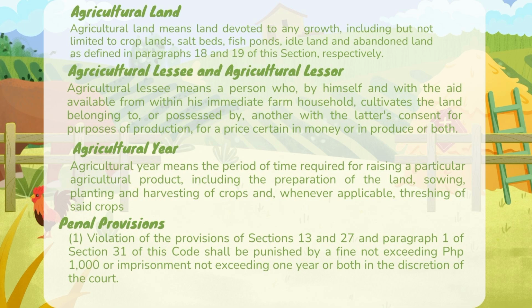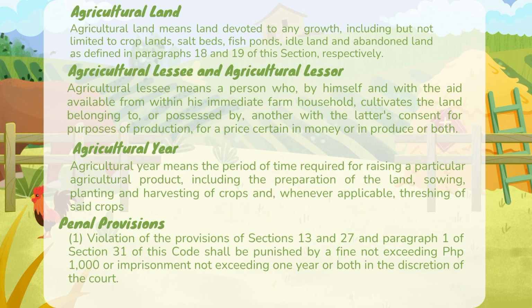Next is agricultural land. Agricultural land is any piece of land used for growing plants or crops. It includes rice fields, farmlands, salt beds, fish ponds, idle lands, and even abandoned plantations, as long as they can be used for farming or growing something.